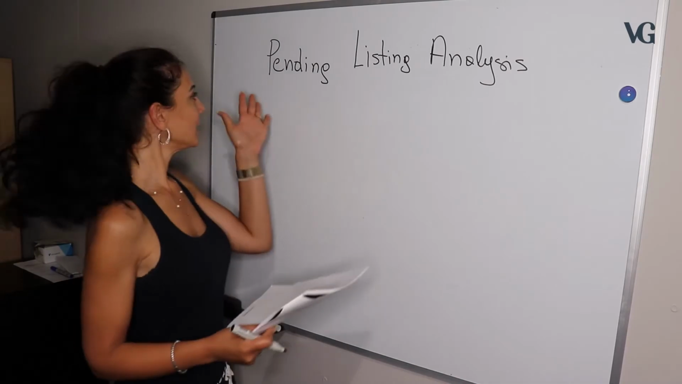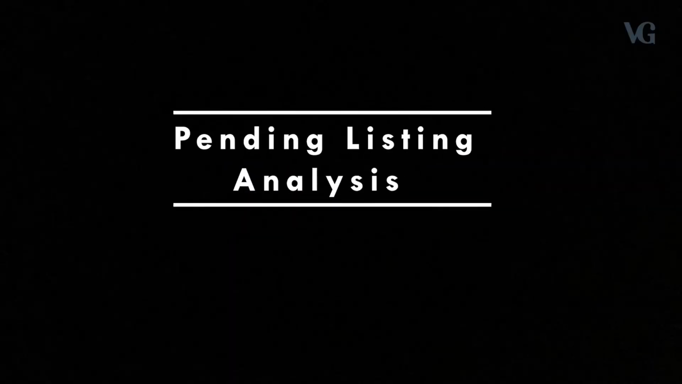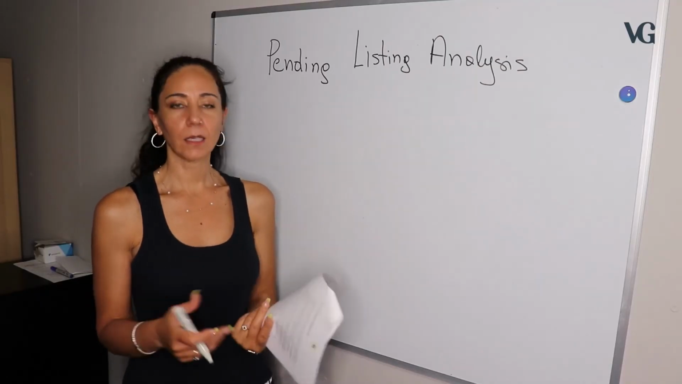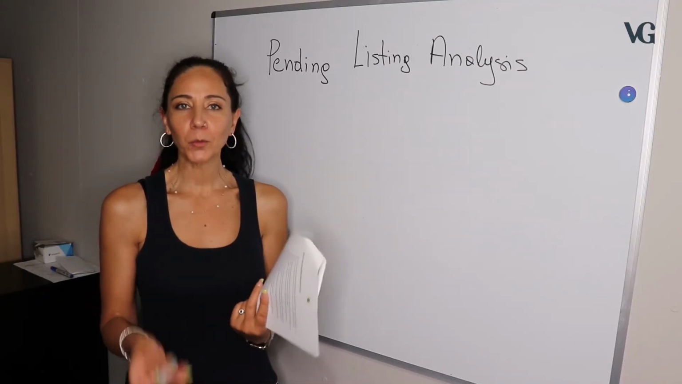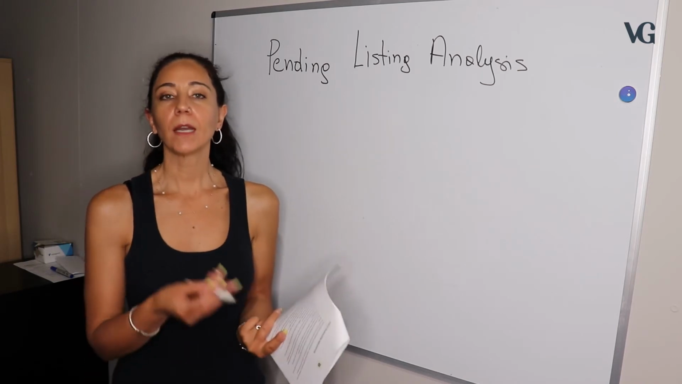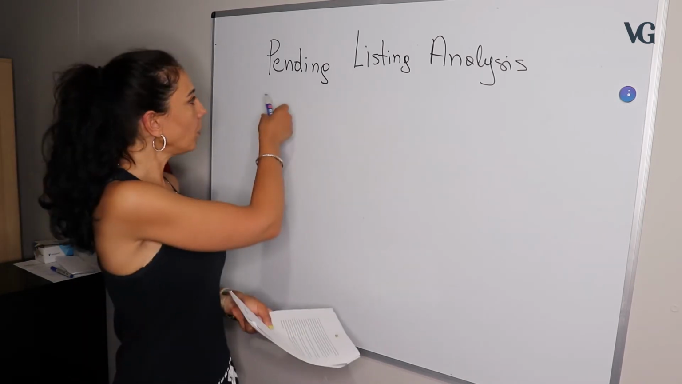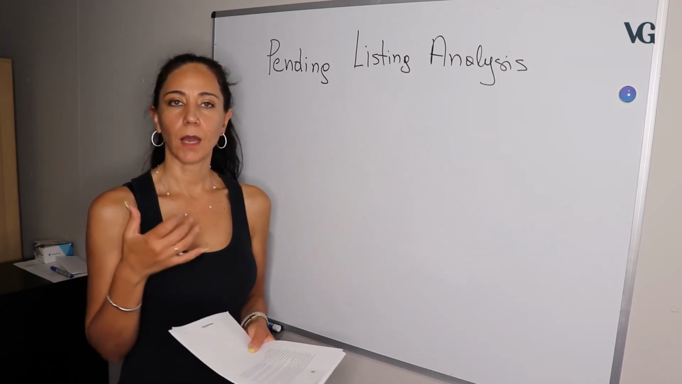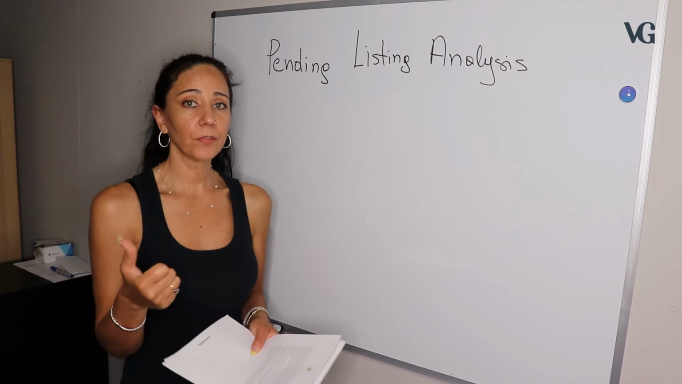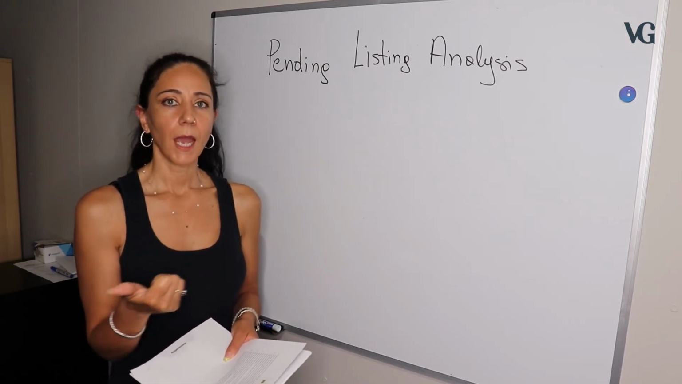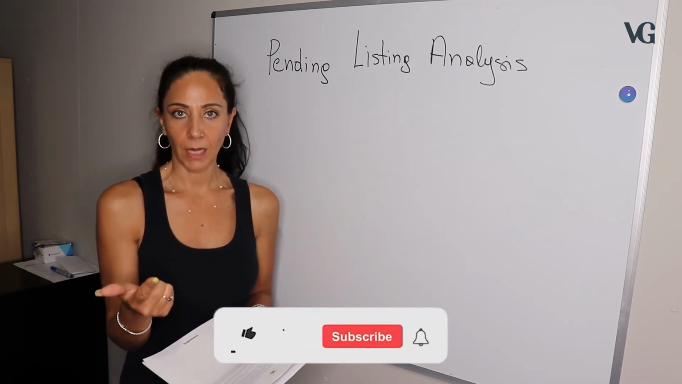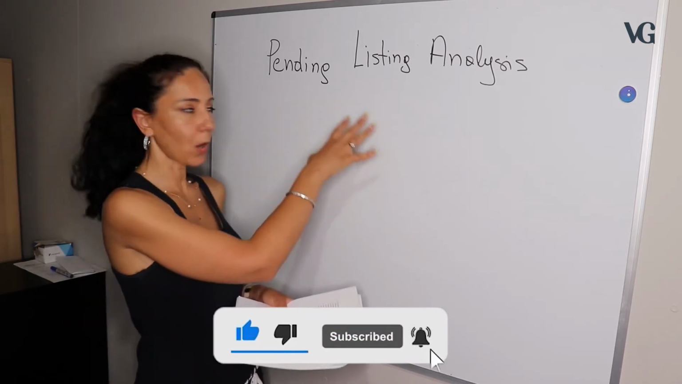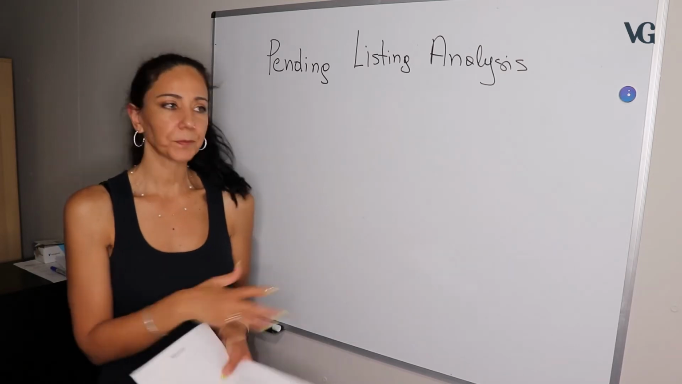The other part is pending listing analysis. So what are pending listings? Pending listings are those properties that already got an offer. They are under contract. And the way we analyze pending listings shows us what features buyers like the most, what their price range is, and how much they are willing to pay for properties in this location.